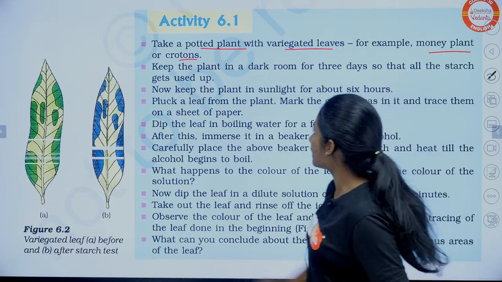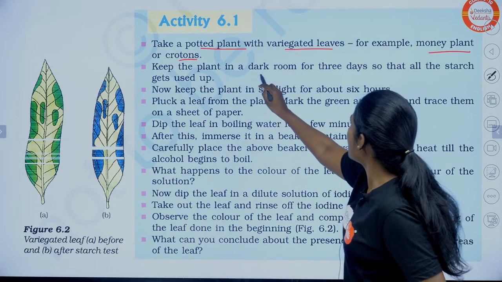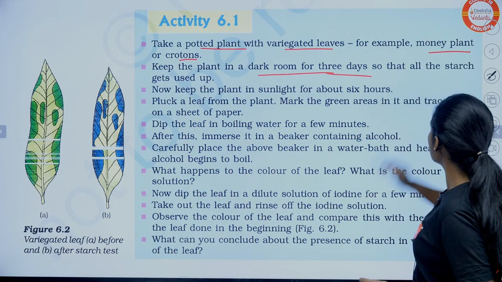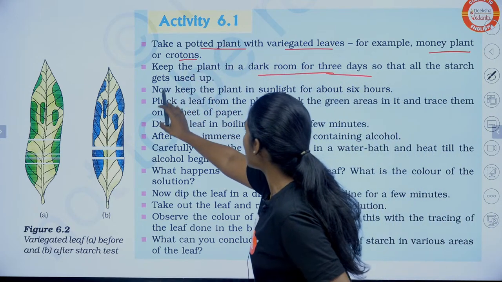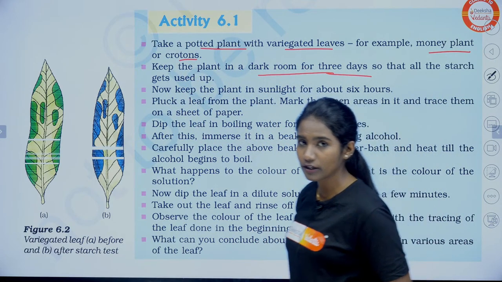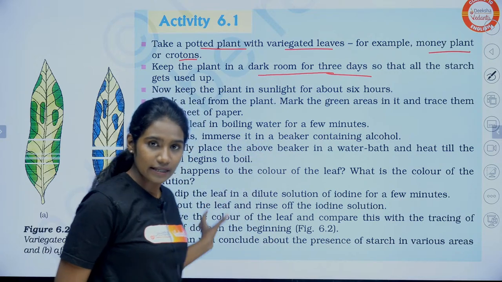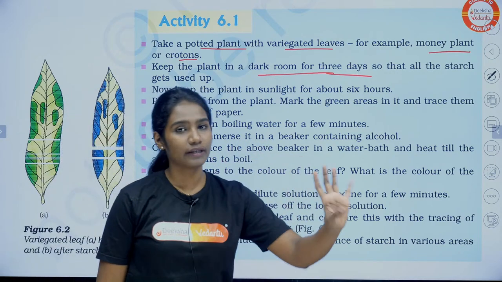Fine, now what are they asking us to do? Keep the plant in a dark room for 3 days, so that all the starch gets used up. Okay, so what are we doing now? We are placing that plant in a dark room for 3 days.